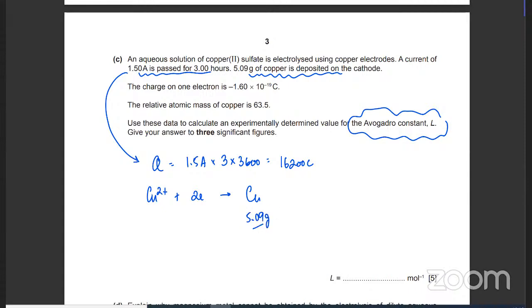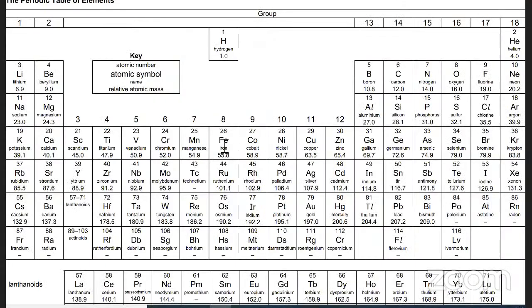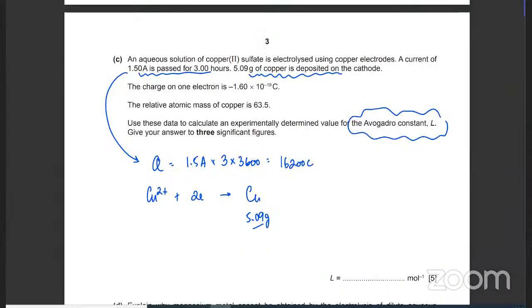I'm going to divide by the MR, so find the exact MR of copper, which is 63.5. Okay, so you're going to use that. So how many moles do you get? 0.08. Exact? Yes, 0.08015.